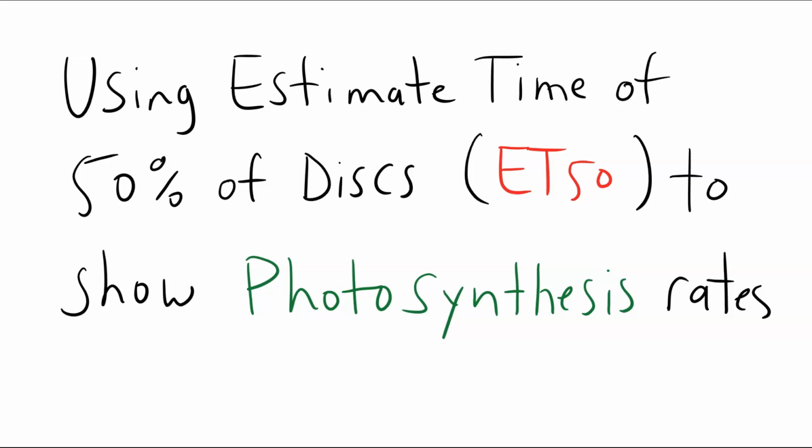Hi everyone, I thought I'd make a quick video to go over this ET50 from the photosynthesis lab and explain in a little more detail how I want you to graph your data from this particular lab. Okay, so we're going to use estimated time of 50% disks floating to show photosynthesis rates in this experiment. And this is how we do it.